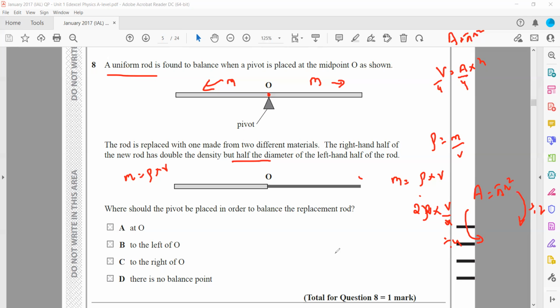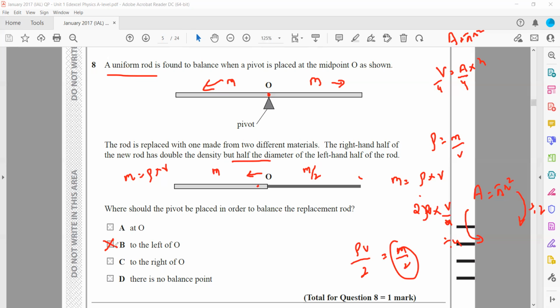So when we simplify, it will be density times volume divided by 4, or we can say mass divided by density, like 2 density volume divided by 4, or when we simplify, density times volume divided by 2. So on the right hand side, the mass will be m by 2, and on the left hand side, the mass is m. Because more mass is there on the left hand side, what will happen to the center of gravity? It will shift towards the left hand side, to the left of the O, the new position of the center of gravity.